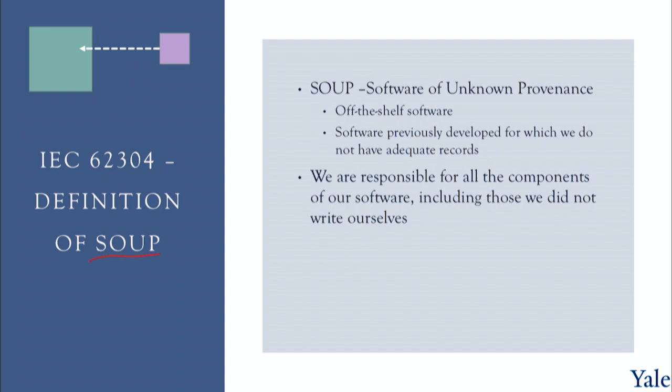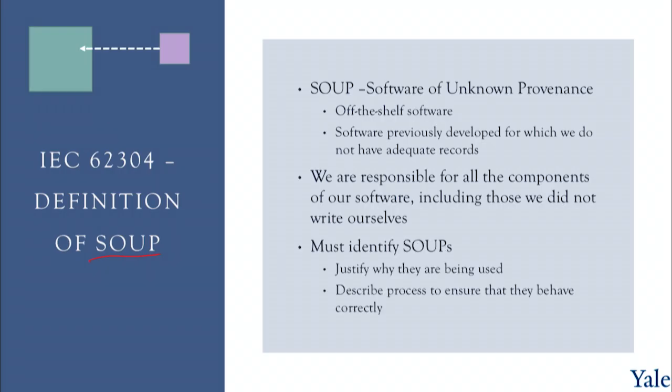But please realize that we're responsible for all the components of our software, including those that we did not write ourselves. So we must identify all these SOUPs, justify why they're being used, and describe the process to ensure that they behave correctly. So the SOUPs are effectively external dependencies of our software, right? This is a library to allow us to connect to the PACS, or a library that implements HL7, or a visualization library. This is software that we obtain from outside.